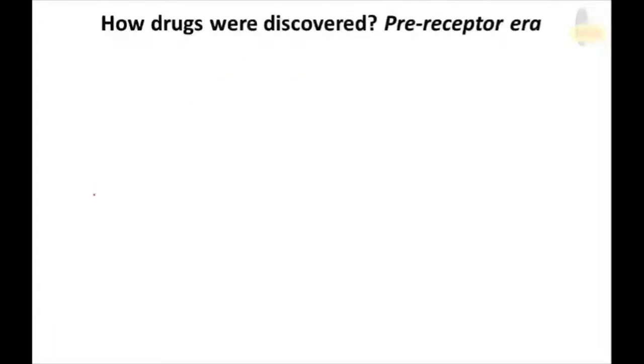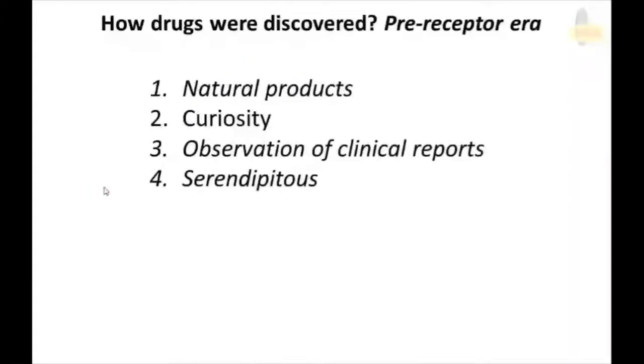So these are the 4 methods that were recorded to be the major producers of drugs. One of them is, as I told you, the natural products, the products that are derived from nature, including plant sources, animal sources, and mineral sources, like whatever you had studied in pharmacognosy.